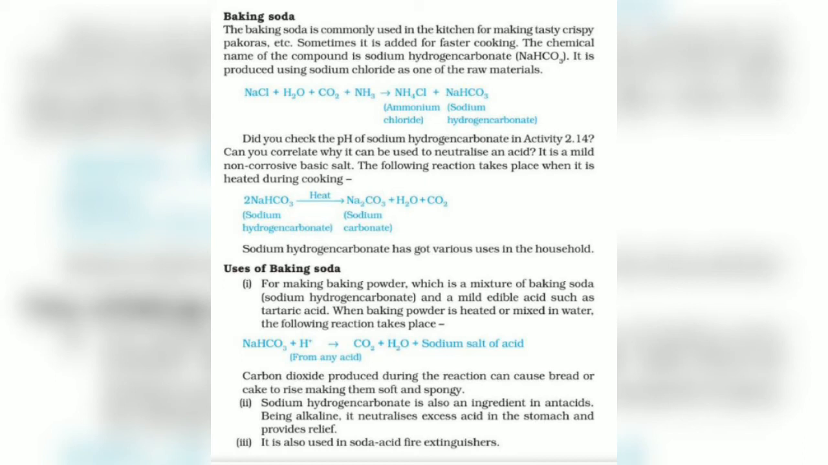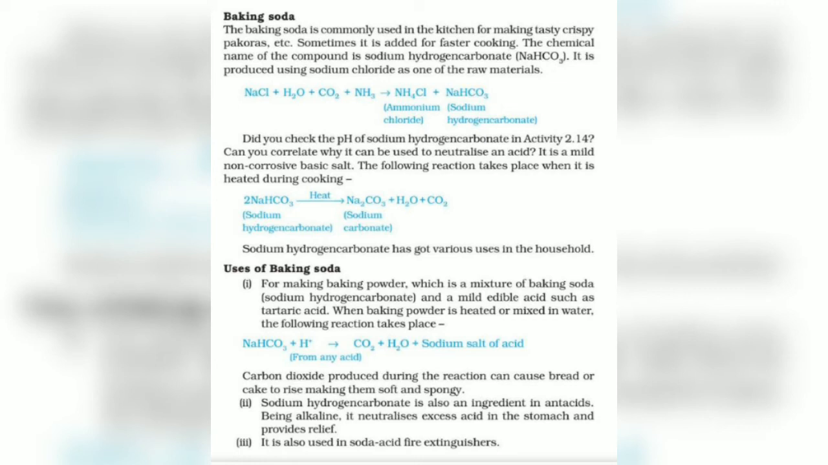Baking soda. Dear student, baking soda is prepared from NaCl plus water plus carbon dioxide plus ammonia. In the very first step, you are getting ammonium chloride and sodium hydrogen carbonate. Sodium hydrogen carbonate is also known as sodium bicarbonate. Sodium bicarbonate when heated gives Na2CO3 plus H2O plus CO2, carbon dioxide. So dear student, your sodium hydrogen carbonate is nothing but your baking soda, and Na2CO3 is your sodium carbonate. We are going to use sodium carbonate in the further process.